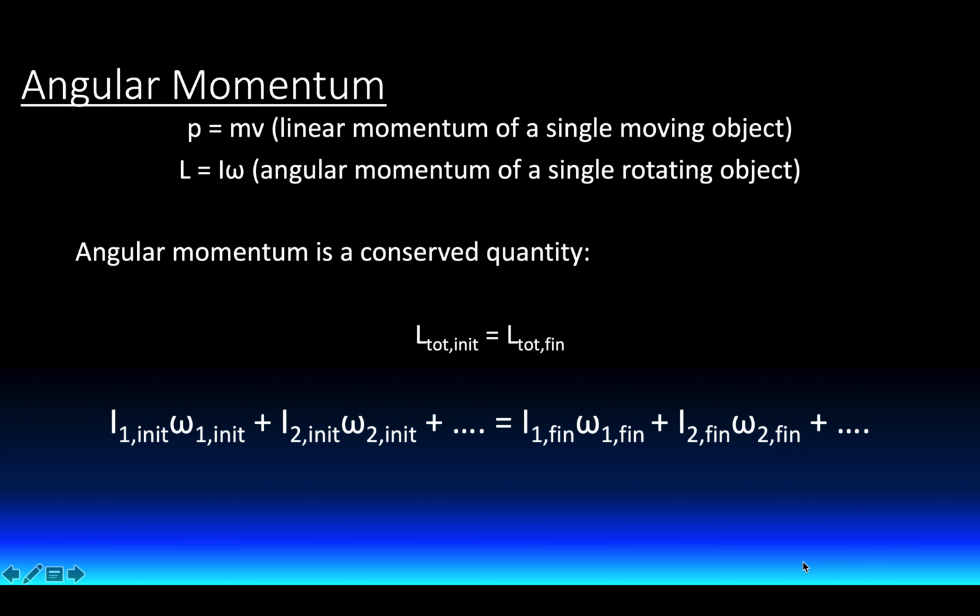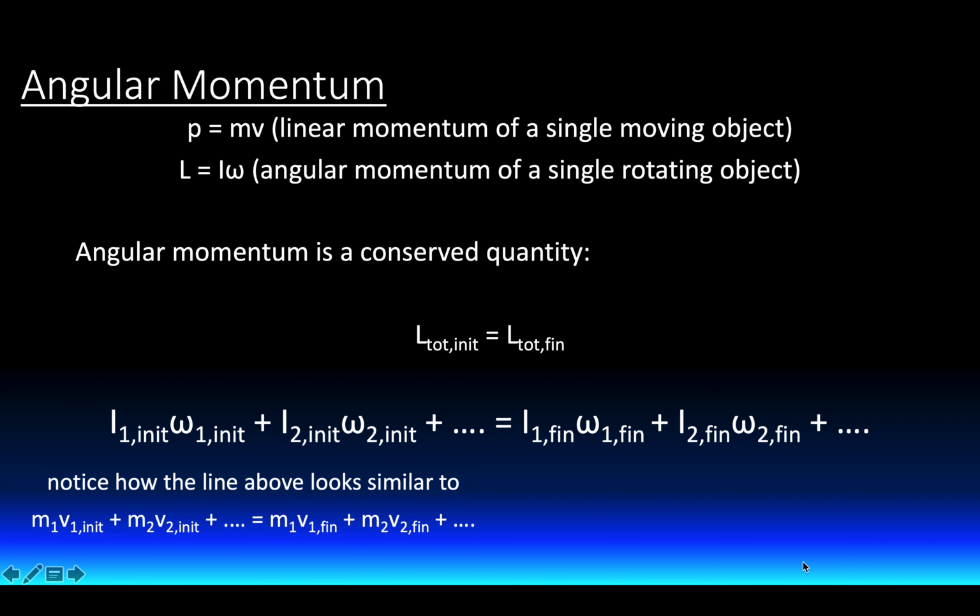I could expand this idea out by writing I1 initial, omega 1 initial, plus I2 initial, omega 2 initial, on and on, equals I1 final, omega 1 final, plus I2 final, omega 2 final, on and on. The angular momentum of individual objects is allowed to change, but the total angular momentum of every object in that system must be unchanged from before an interaction to after an interaction. Notice how the line above looks very similar to the way we wrote out the conservation of linear momentum in 1D.